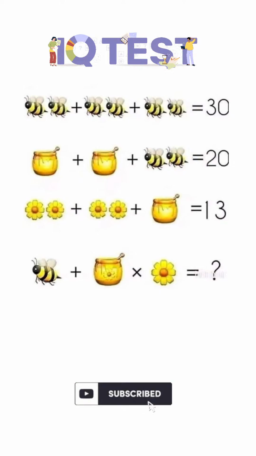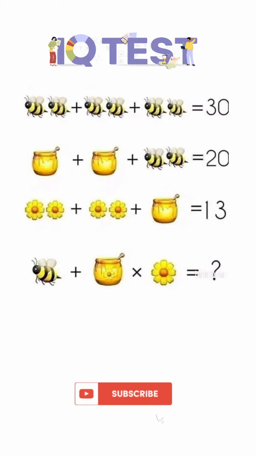Let's have a look at the next one. So we have here 2 pair of bees each. So 3 sets of them is equal to 30. Then we have a honey pot plus itself plus a pair of bees is equal to 20. And then we have a pair of flowers plus another pair of flowers plus a pot is equal to 13.